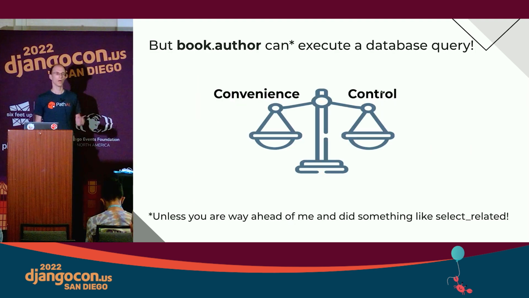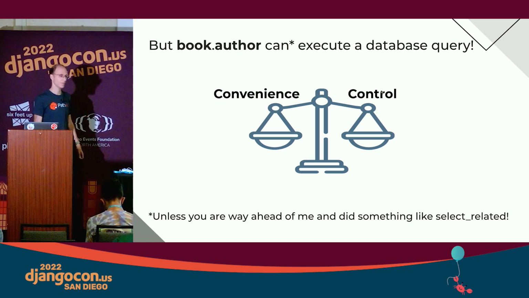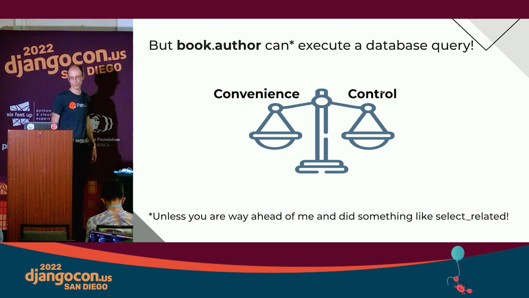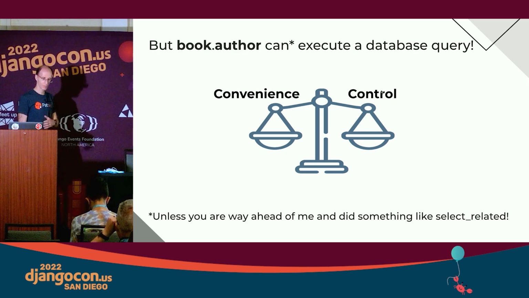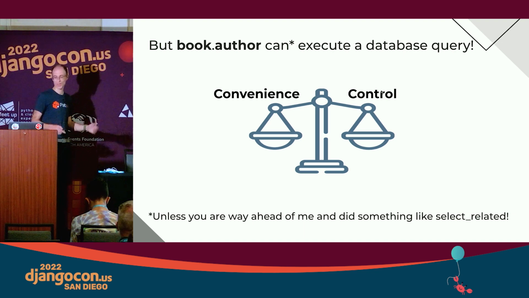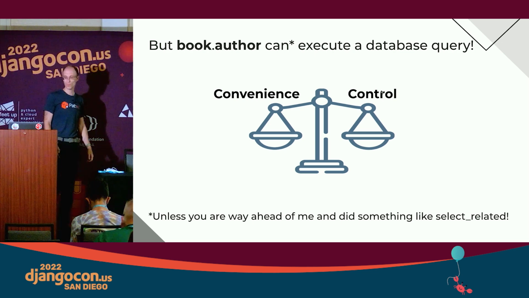However, book.author will run a database query, or at least it can, depending on the state of what's going on in memory, what you've done prior to invoking this .author. And this is a typical trade-off in software engineering, where convenience versus control, right? So book.author, awesome, convenient, but you don't really know what goes on under that. You don't directly control whether it will or won't call your database. And like a little asterisk there, of course, you can be way ahead of me and you have already done your homework and you've done select related and you have perhaps a bit more control.